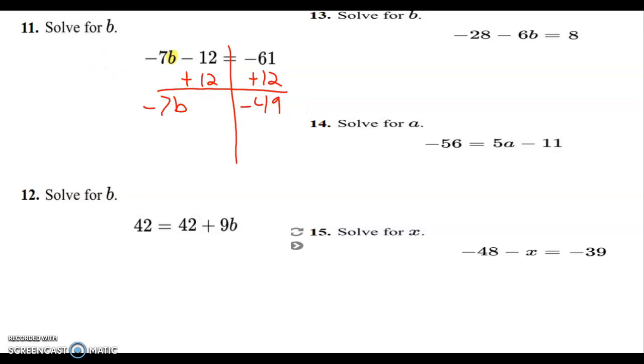Okay, next what you want to do is isolate that variable again. You want to get this by itself. So we will need to remove this negative 7, which is multiplied to the b. The opposite of multiplication is division. So you divide by negative 7.